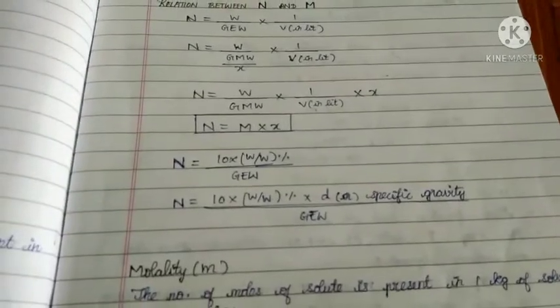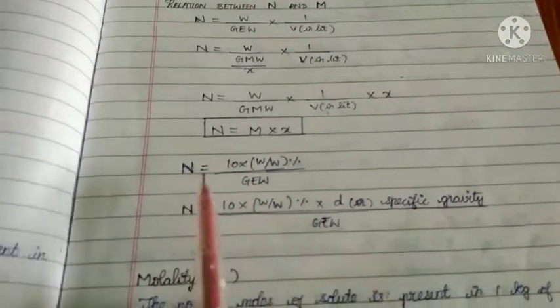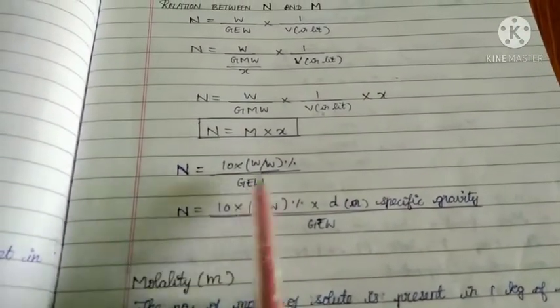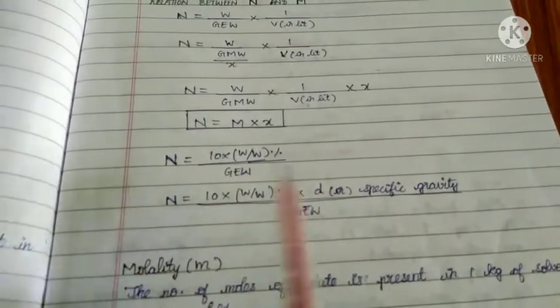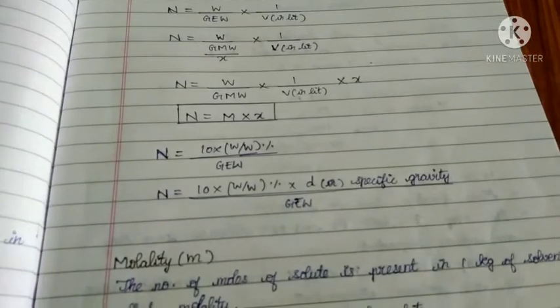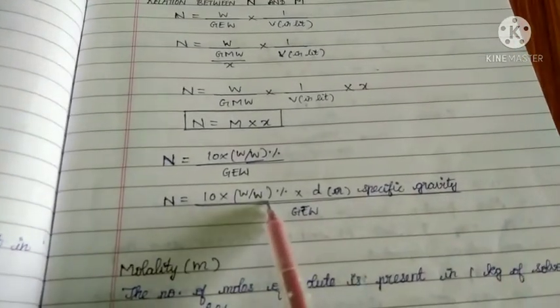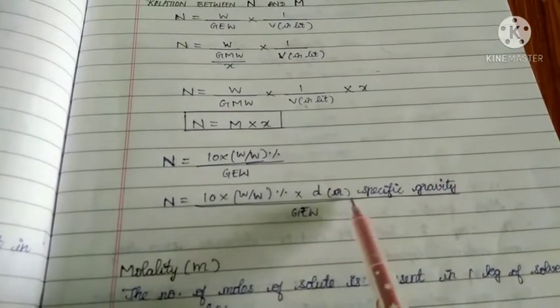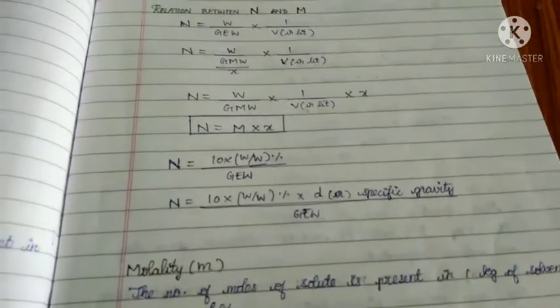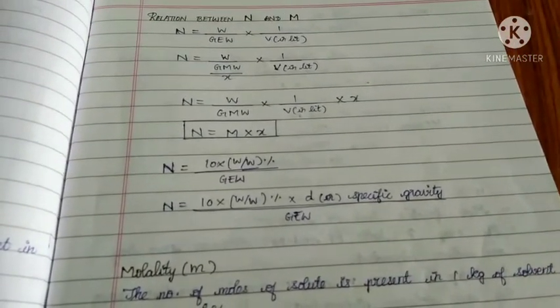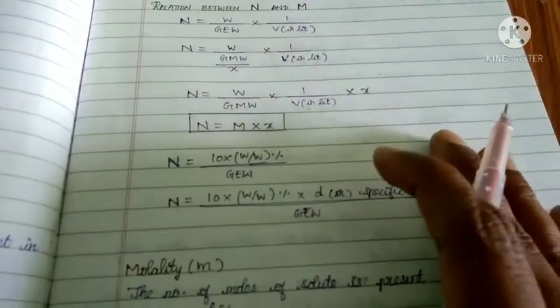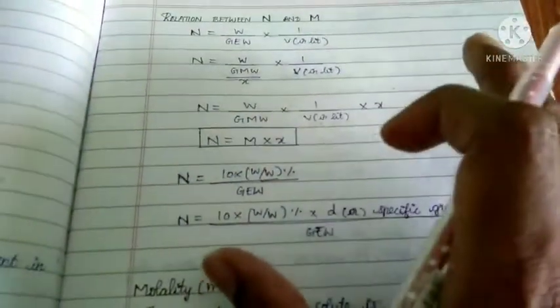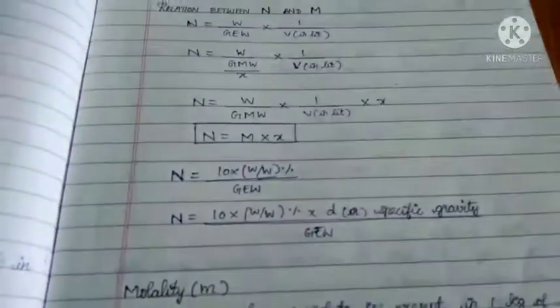Here also some formulas are there as in molarity. That is what? Normality equal to 10 into weight percentage by gram equivalent weight. Here, one more formula. That is what? 10 into weight percentage into density or specific gravity by gram equivalent weight. But this topic is not there in our syllabus, so you don't need to remember this one, but this is very important at competitive level.